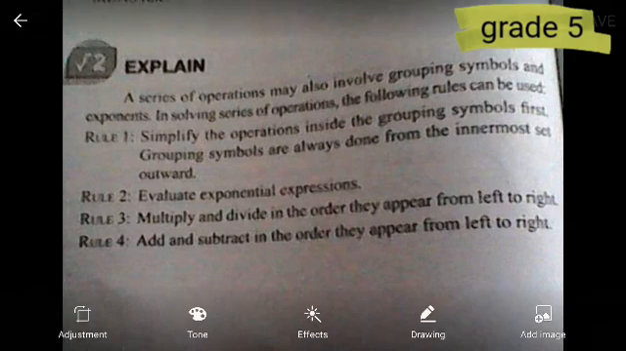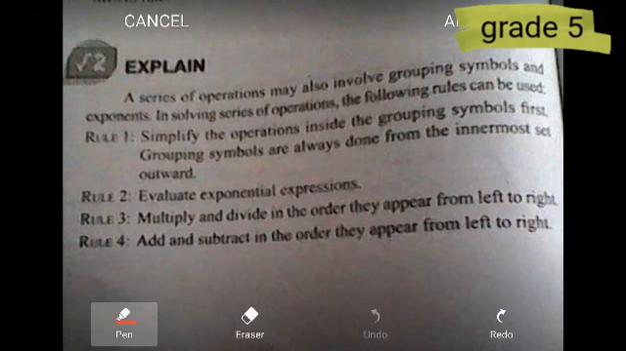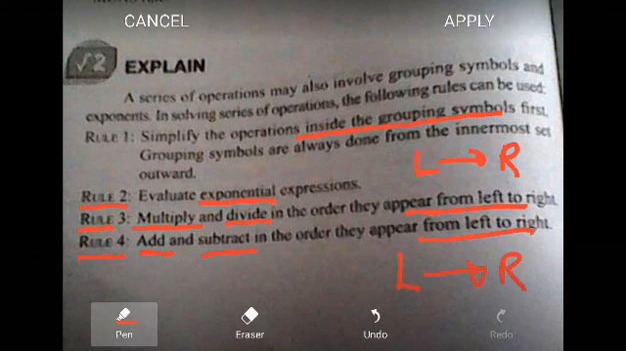A series of operations may also involve grouping symbols and exponents. In solving series of operations, the following rules can be used. Rule number 1, simplify the operation inside the grouping symbols first. Grouping symbols are always done from the innermost set outward. Rule number 2, evaluate exponential expressions. Rule number 3, multiply and divide in the order they appear from left to right. Rule number 4, add and subtract in the order they appear from left to right.